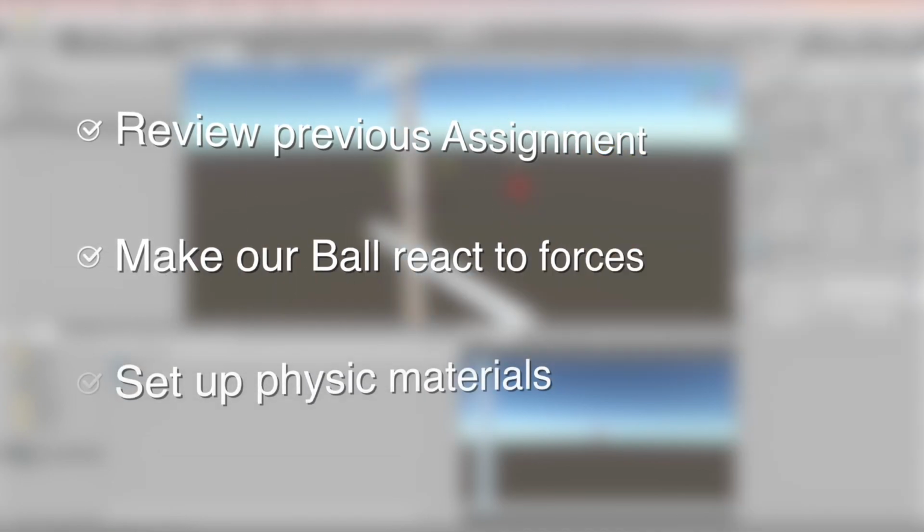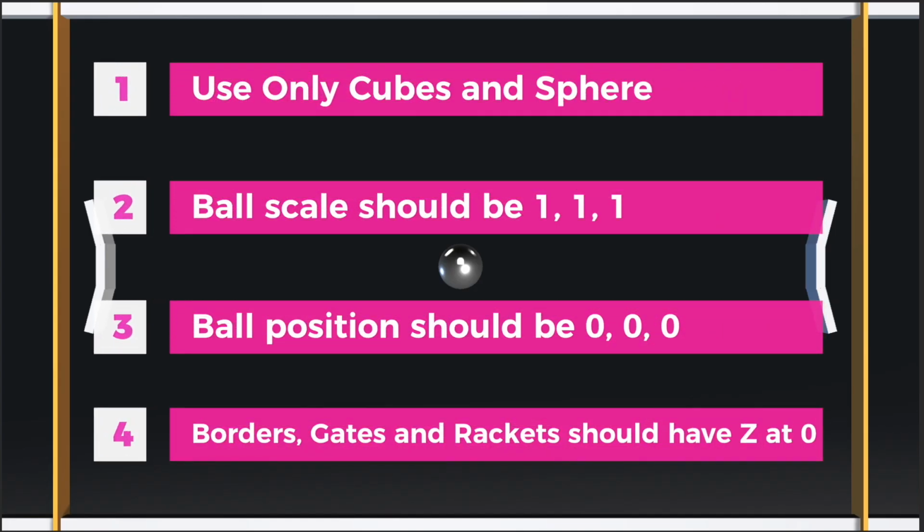In this lesson we are going to review the previous assignment, make our ball react to physics forces, and set up a super bouncy physics material. Previously in the assignment I asked you to build a level based on the reference. Now I will walk you through the steps of level creation.